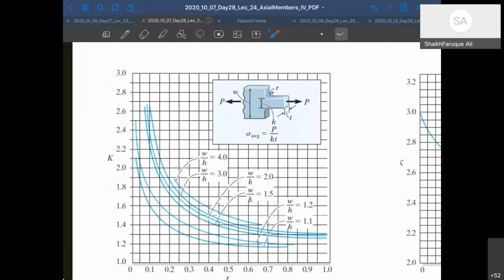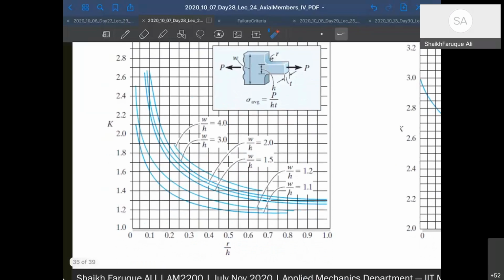So stress concentration factor, as I said, depends on the width of the material, right? And the reduction in width, that means the final width, which can be written as h. Okay, and the radius of curvature that you have here.